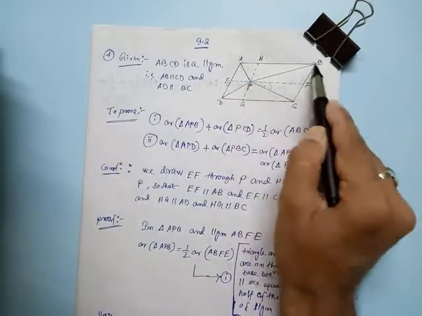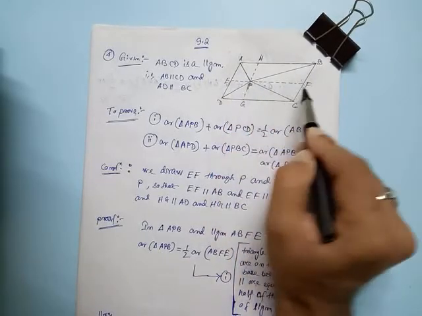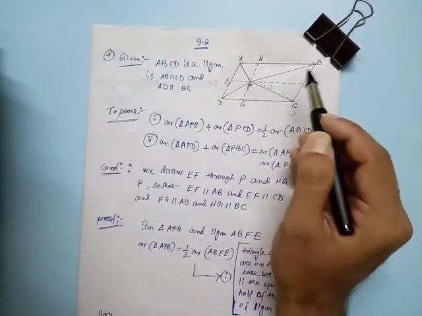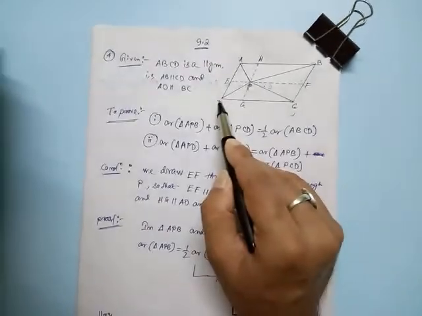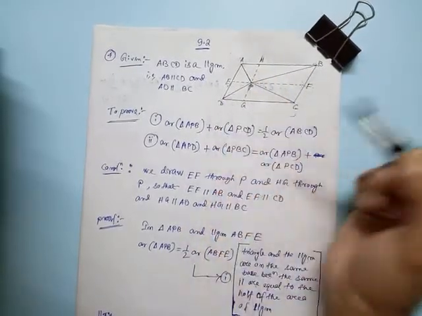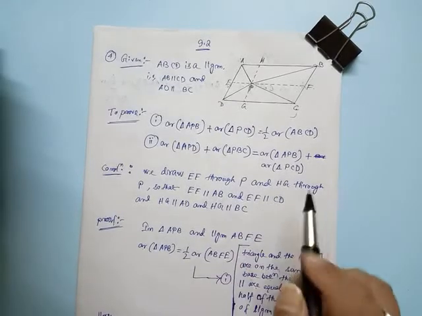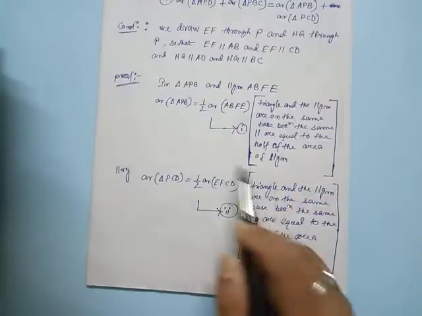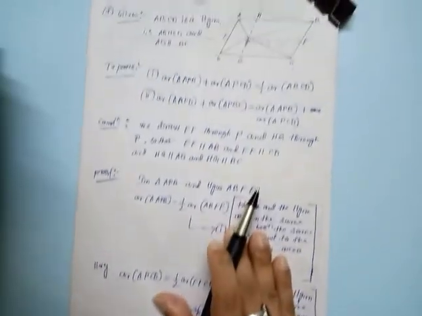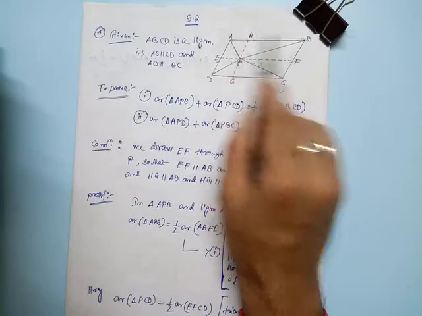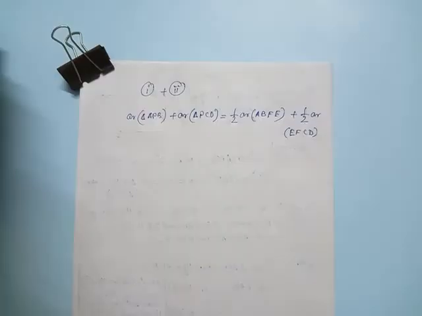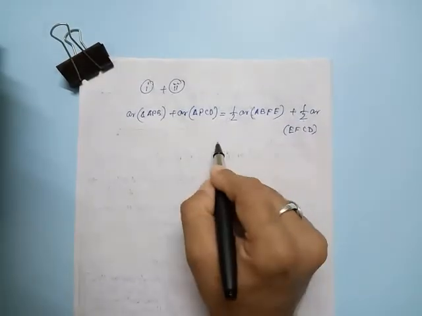Now student, look. If we add ABFE and EFCD, we'll get ABCD. I repeat again, ABFE and EFCD. So ABFE is the half of ABCD and EFCD is also the half of ABCD. So if we add these two half portions, we'll get ABCD. So I'm doing here the addition of equation number 1 and equation number 2. Half of ABFE and half of EFCD, if we add these two halves, we'll get ABCD. Now student, just add all this.